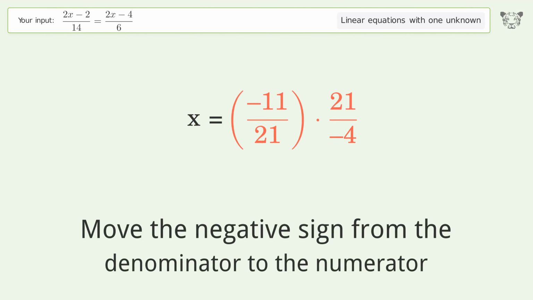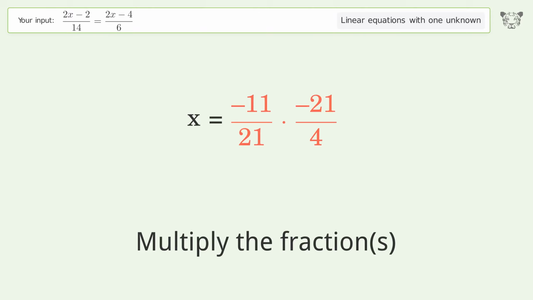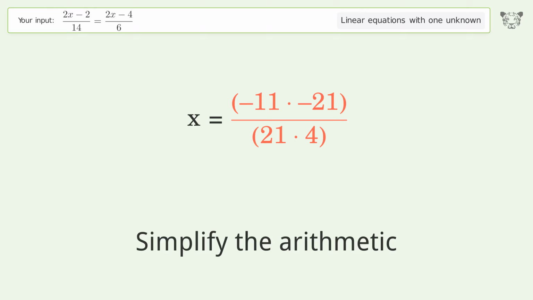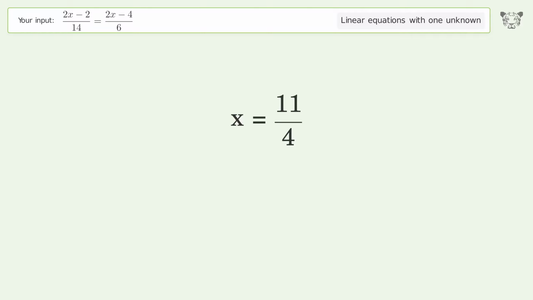Move the negative sign from the denominator to the numerator. Multiply the fractions. Simplify the arithmetic. And so the final result is x equals 11 over 4.